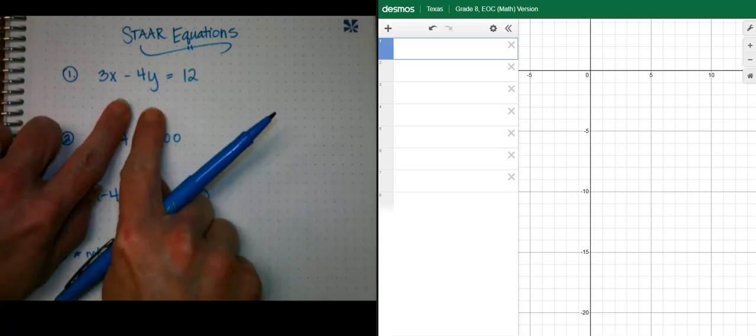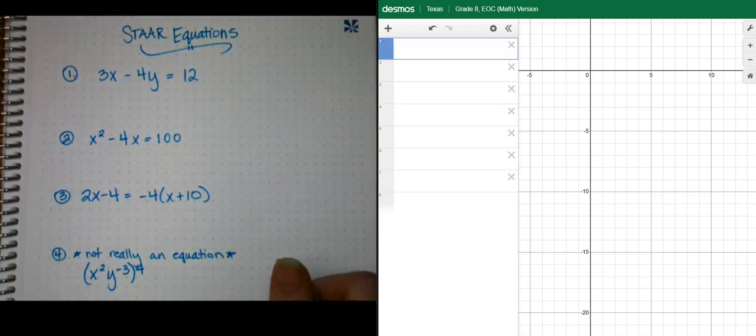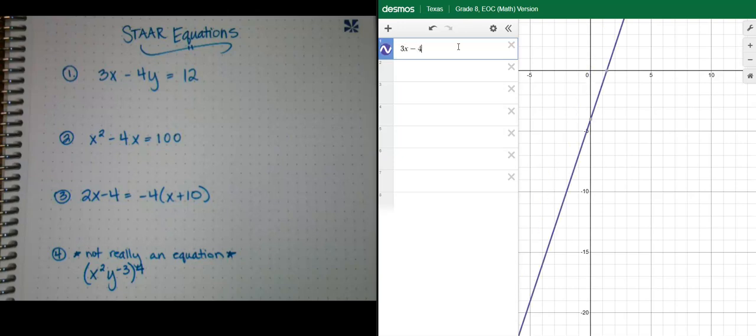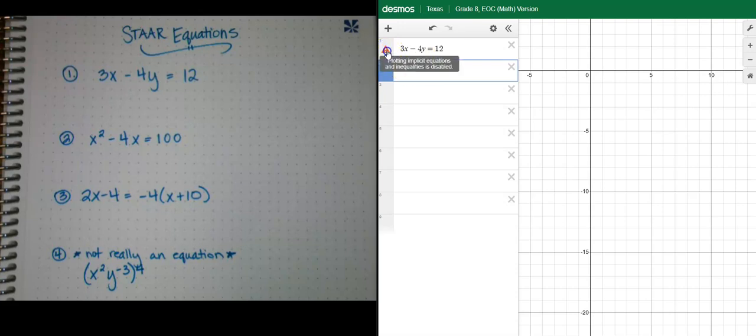So this first one, you'll notice if you check your STAAR cheat sheet, is under linear equations as standard form. The graphing calculator, and you'll know you're in that one because it says right here, Texas grade 8 EOC math, right? This is the test calculator. It's the one that's built into the STAAR. It will not graph in standard form. So if you try and say, okay, well, 3x minus 4y equals 12, it's just going to give you this little symbol, right? Because plotting implicit equations and inequalities is disabled, so you can't do it that way.